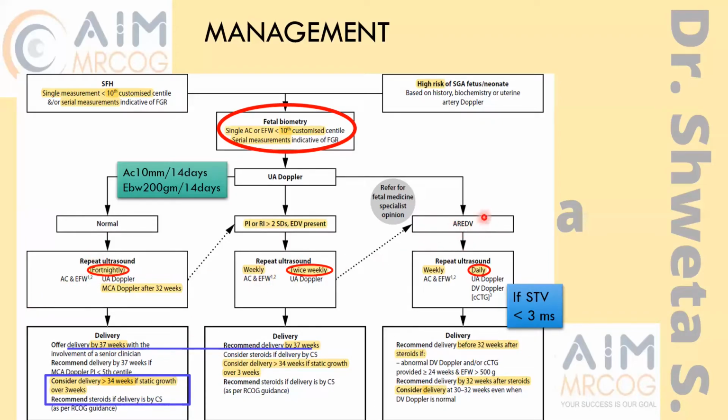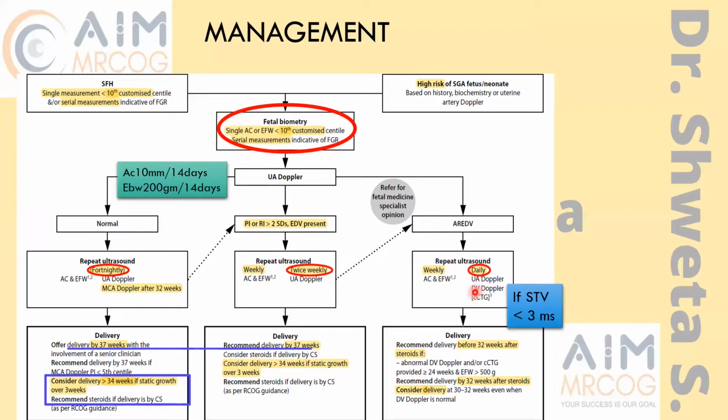Now this is the last category, third, absent or reverse flow. You will refer to the fetal medicine specialist. If it is absent or reverse flow, you will again be doing the scan weekly for AC and EFW. And now you will be doing daily Doppler. Here you saw fortnightly Doppler, twice weekly Doppler, and now it is daily Doppler. So daily Doppler you will be doing for umbilical artery Doppler and ductus venosus Doppler, because the time of delivery will be decided by ductus venosus whenever umbilical artery Doppler is abnormal.